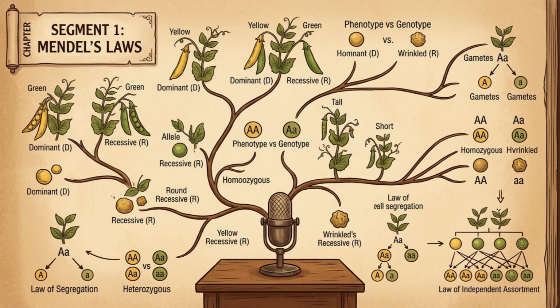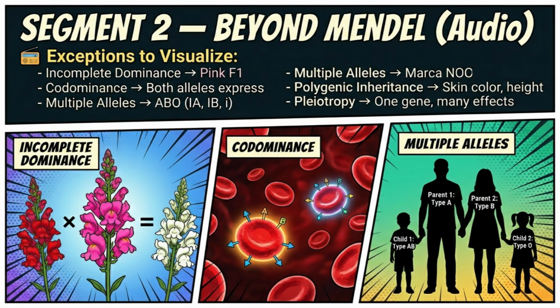Picture chromosomes being shuffled like cards at metaphase 1 of meiosis. That's independent assortment happening in real time. Memorize. Segregation happens at gamete formation. Assortment happens because different chromosomes move independently to poles. Now, the beautiful complexity beyond Mendel.